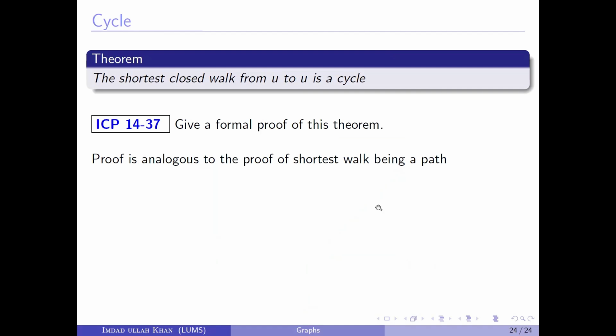The shortest closed walk from U to V is a cycle. So we have to expand the same analogy as we used for the shortest walk from U to V is a path. So when we say closed, that means that we are allowed to go back to the starting vertex. And in this ICP, you are supposed to write the formal lines of argument to prove this claim that the shortest closed walk from U to U, from a vertex to itself, is a cycle.